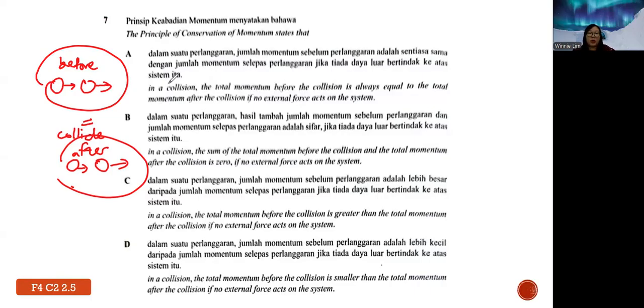Okay, so let's look at choice A. In a collision, the total momentum before is always equal to the total momentum after collision, provided no external force is acting. If there is an external force, then it may involve frictional force and so on, and then momentum may not be conserved. This seems like the answer already, but let's see all the options. B, in a collision, the sum of the total momentum before the collision and the total momentum after collision is 0. Wrong. It's supposed to be equal. Then C, the momentum before the collision is greater, also not correct. Smaller, also not correct. So indeed, the correct answer is A.